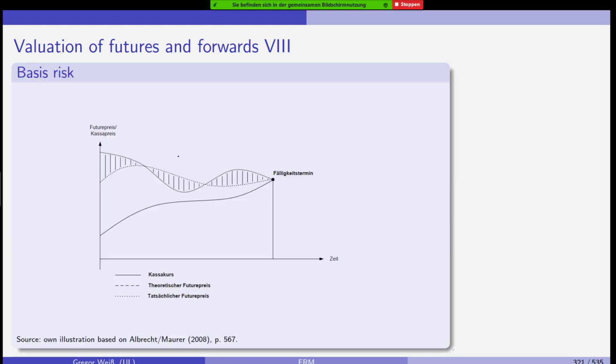So this, in a plot, you can see the spot price here, and the theoretical and the actual futures price. We have the convergence of the futures price to the spot price at maturity here. And this is what happens.